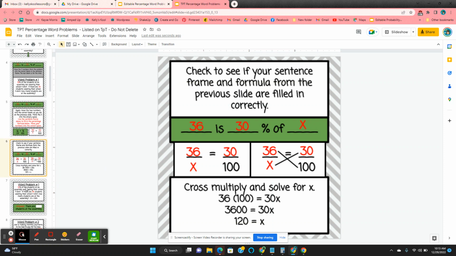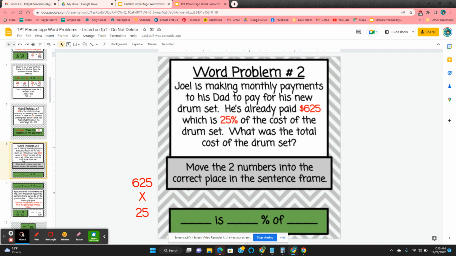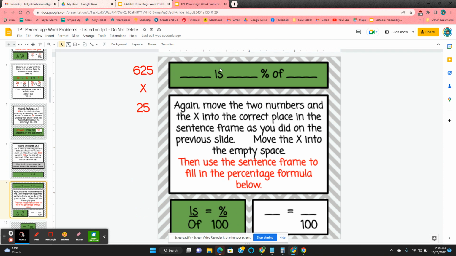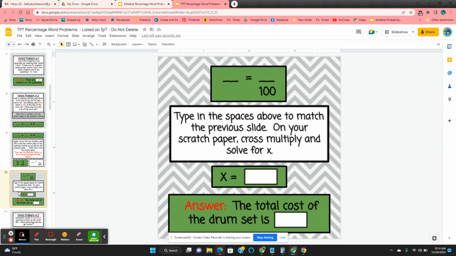So on the next slide, they're just going to type in how many students are at the assembly. Well, they solved for x, so it's 120. They just have to type it in. Second word problem, they do the same thing. I have the numbers in the problem in red, and they just have to move them into the correct place in the sentence frame. Next slide, they're just going to duplicate that here, and then move it from the sentence frame into the formula. Solve for x, and then the total cost of the drum set is.